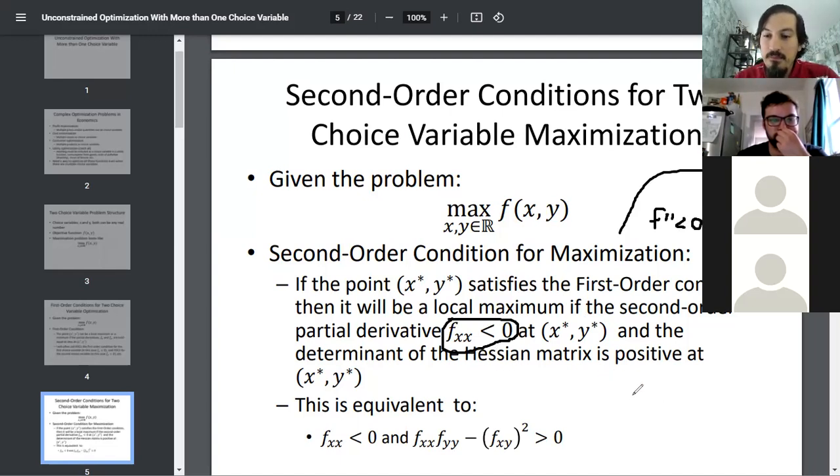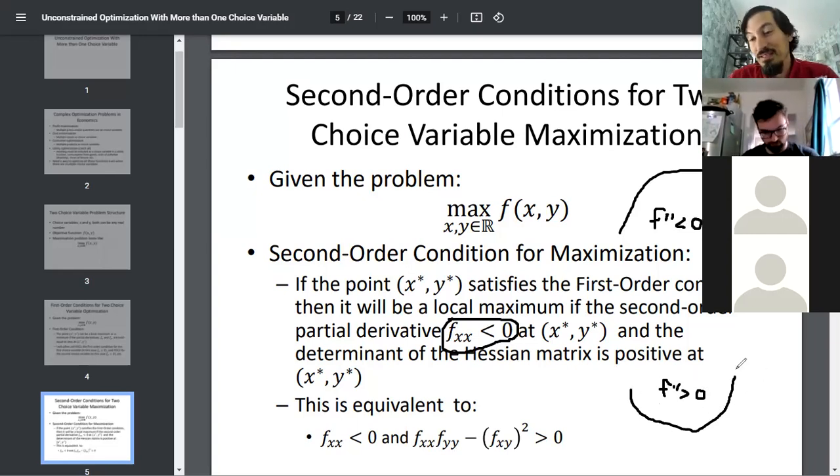If it looked like this, it's f double prime positive. I don't know if there's any mnemonic to think of this as convex. Why is it convex? It just is. So the second order condition for maximization is really just equivalent to saying f is locally concave at this point x star, y star.